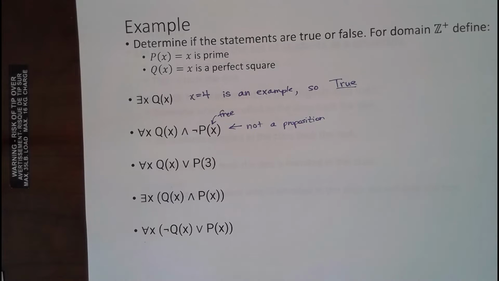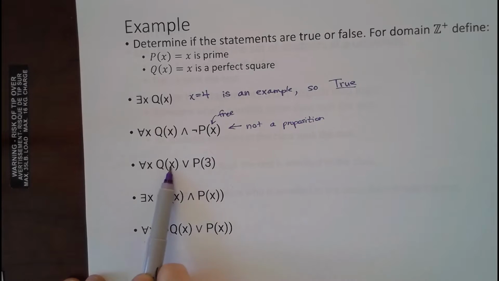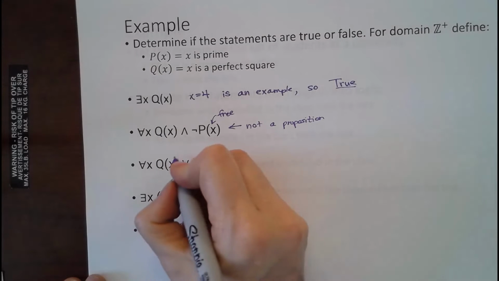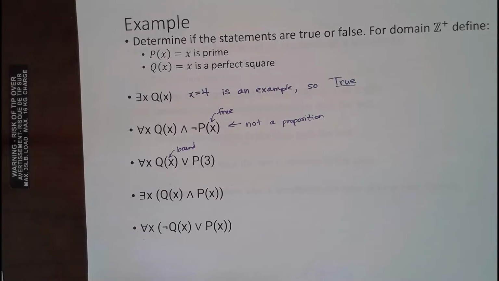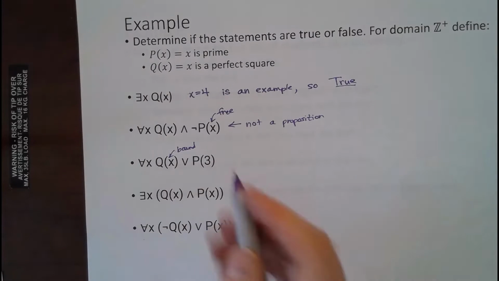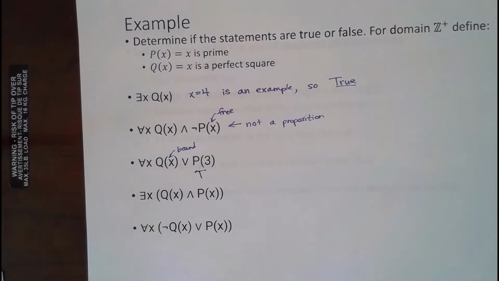For all x, Q of x, or P of 3, are all the variables bound? Yeah. There's only one variable right here, and there's a quantifier right before it. This is bound, so this is a proposition. Okay. So we should be able to figure out the truth value of this. Now the first thing we might want to do is look at P of 3. Is that true or false? It's true, right? If I put 3 in here, 3 is prime. This is true.